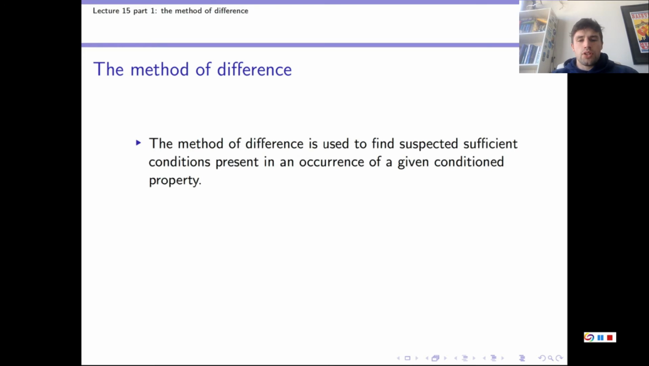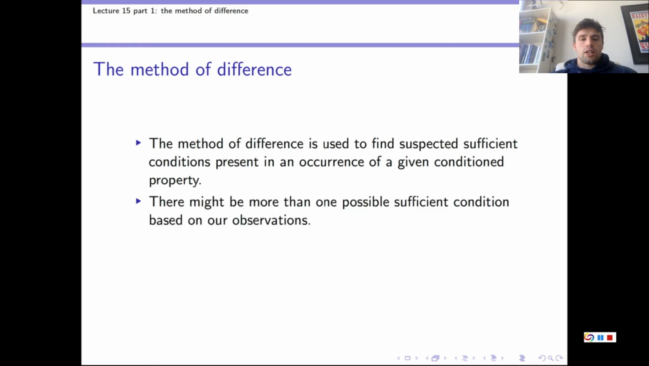Okay, some final words. The method of difference is used to find suspected sufficient conditions present in an occurrence of a given conditioned property. Notice that what we've concluded in the examples we've looked at is something of the form: if any of the possible conditioning properties are sufficient conditions for E that are present in a certain occurrence of E, then such and such a property is that sufficient condition. The method doesn't tell us which of the possible conditioning properties are sufficient conditions that are present in an occurrence of E. It tells us which of them might be and which of them cannot be.